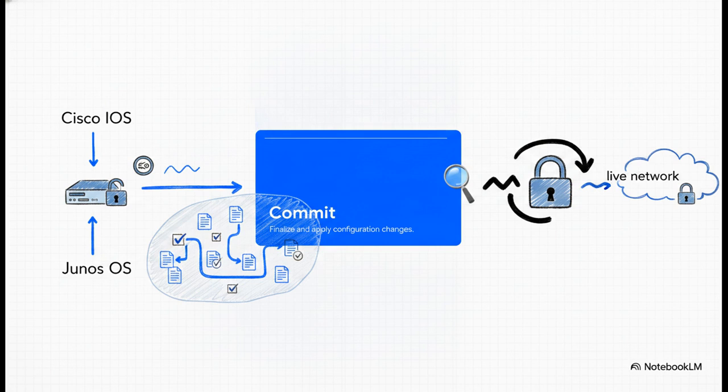Well, Junos uses a candidate configuration model. You can make all the changes you want, but absolutely none of them impact the live network until you type commit. It's this fantastic safety net that stops half-finished configurations from causing sudden, unexpected network outages.